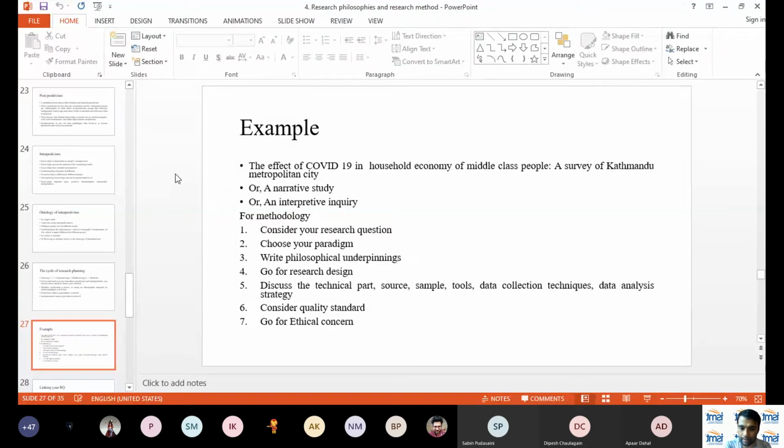These four parts are mostly used in the research design, and you have to discuss the technical part: source, sample, tools, data collection technique, data analysis strategy. Your quality standard means the reliability, validity, replication, conformity, and so on. You have to consider that part and go for the ethical concern within your research. This is for methodology.